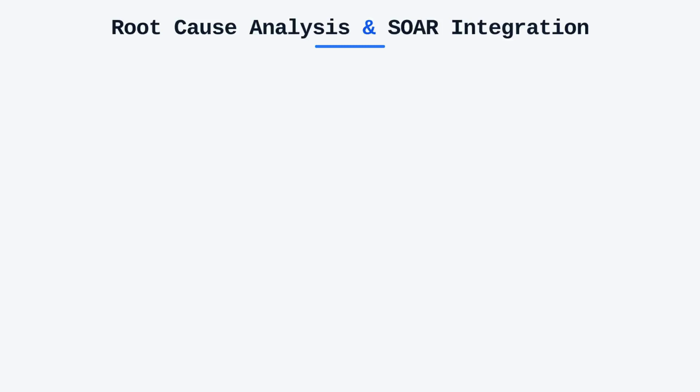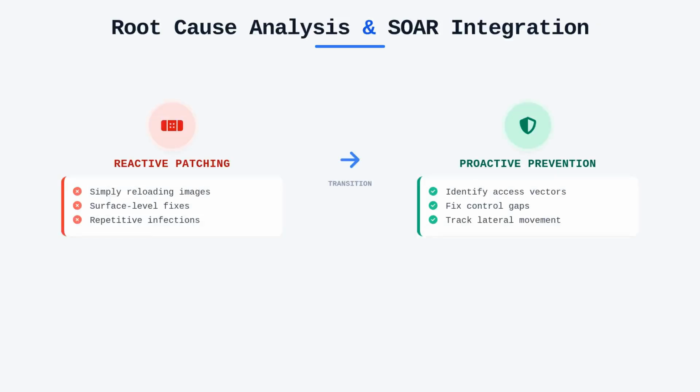Root cause analysis serves as the mechanism to transition from reactive patching to proactive prevention. Rather than simply reloading an image onto an infected workstation, we must peel back the layers to understand how the actor gained access, what vulnerabilities they exploited, and what defensive control gaps allowed the activity to go unnoticed. This often involves looking at logs across several weeks or months to track lateral movement from the initial exploitation point.